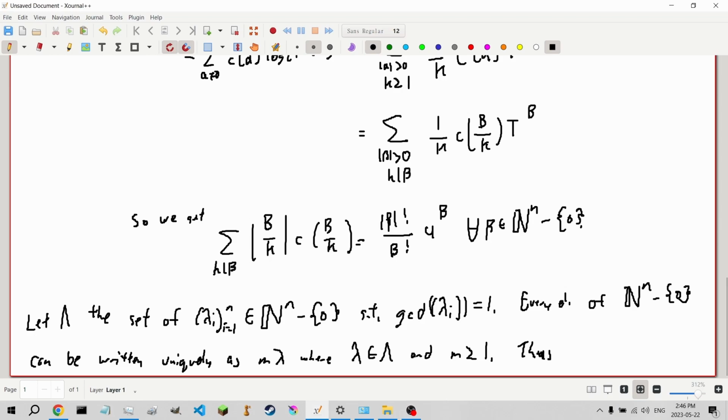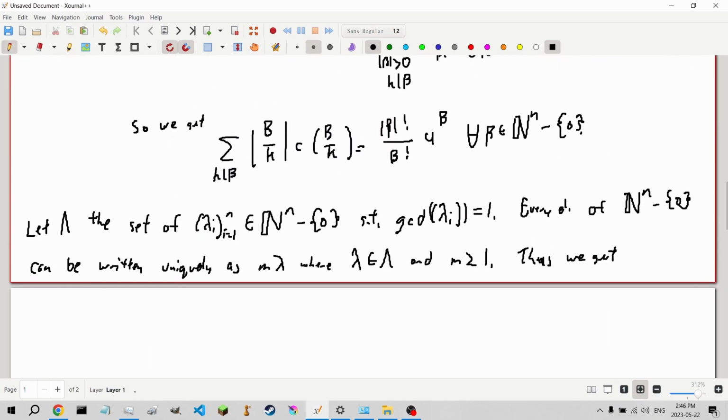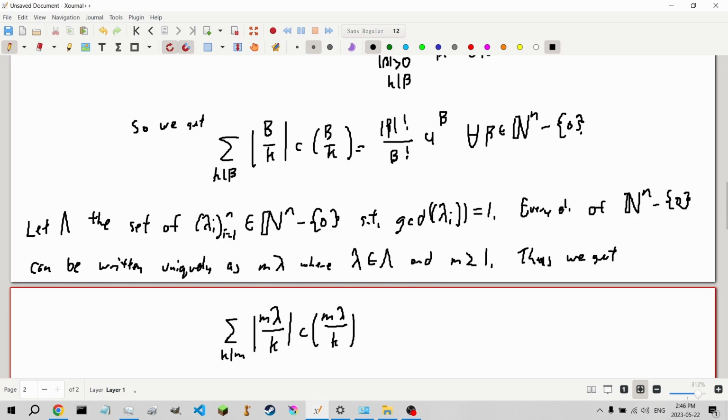Thus, we get this equation in the form of the sum across k dividing m of (mλ/k) times c of (mλ/k) being equal to m times the absolute value of λ factorial over the factorial of m times λ, times u to the power of mλ.